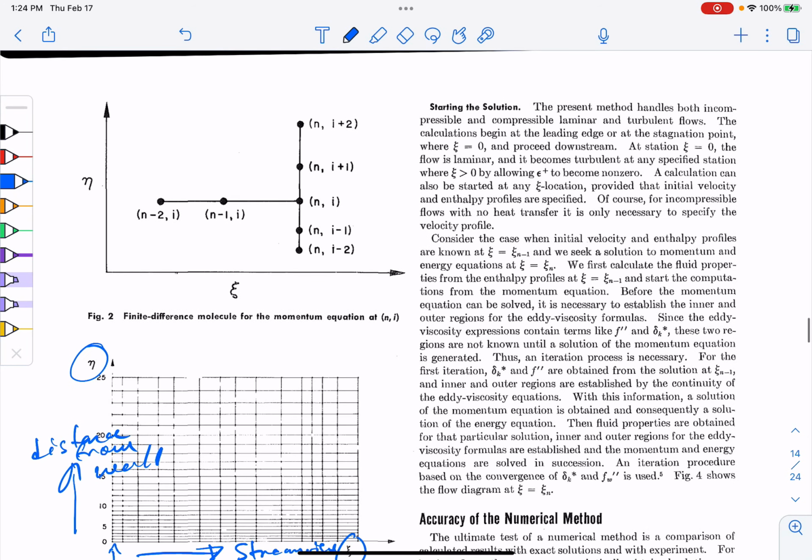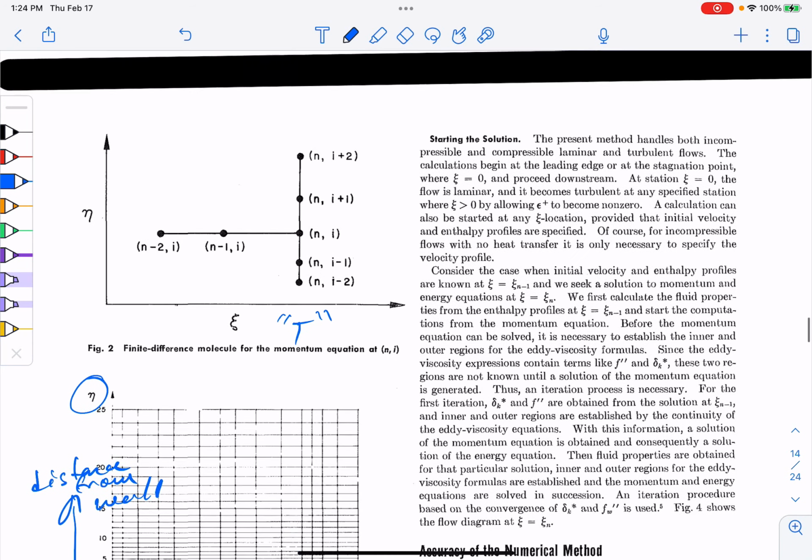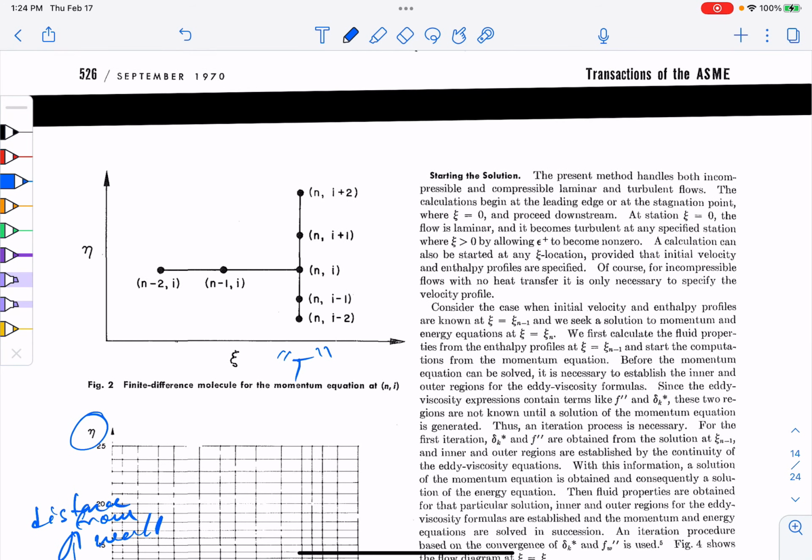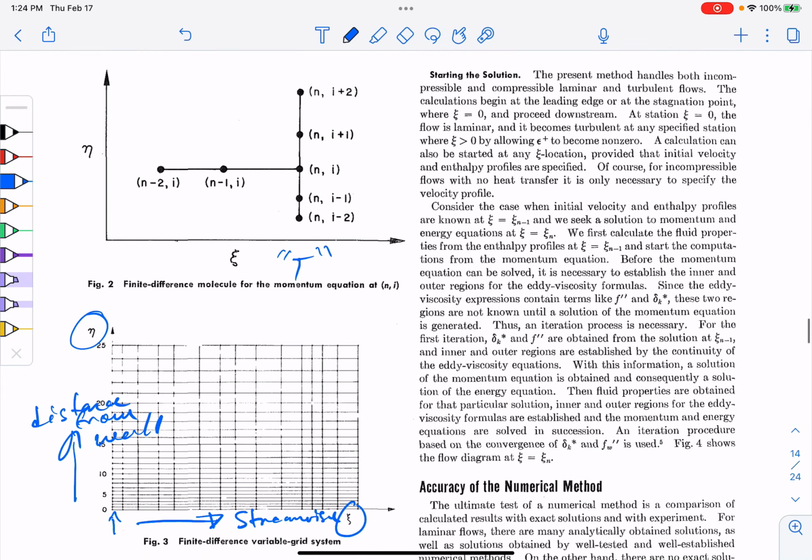And he would discretize his equations using what looks like a T. At least that's the kind of slang, this T discretization. So if he's at, say, this point here, you can almost imagine that these points would come down as you march downstream. So this is like the computational stencil.